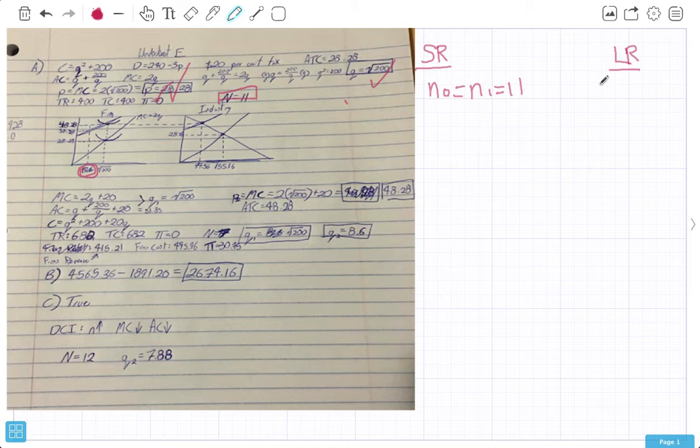But now if it's long run, there's a different value of N2 because now there's an entry or exit depending on whether the firm is making money or not. So that's the difference between short run and long run.